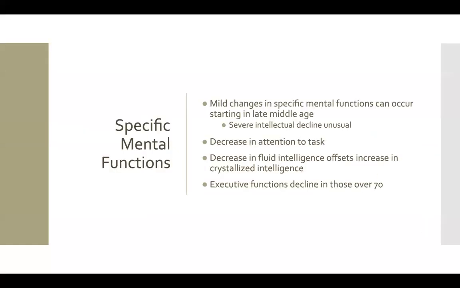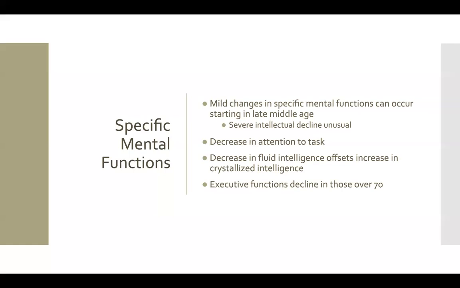Then we have cognitive changes. So we have specific mental functions. Mild changes in specific mental functions can occur starting in late middle age. However, severe intellectual decline is typically unusual. This may look like a decreased attention to tasks, so their mind wandering is not shown as well, as well as a decrease in fluid intelligence offsets an increase in crystallized intelligence.